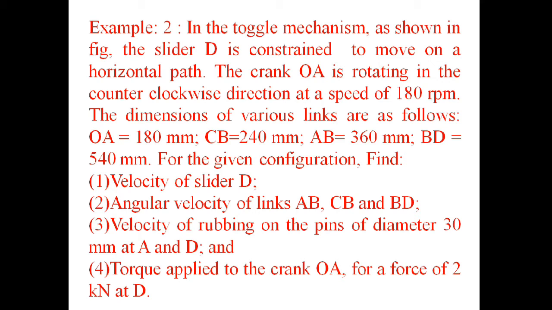a horizontal path. The crank OA is rotating in the counterclockwise direction at a speed of 180 rpm. The dimensions of the various links are as follows: OA equal to 180 mm, CB is equal to 240 mm, AB equal to 360 mm, BD is equal to 540 mm.